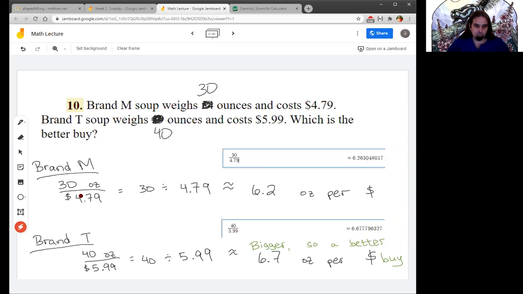Anyone want me to do it the flipped way with the dollars on top and you find the smaller answer? Sure. Okay.